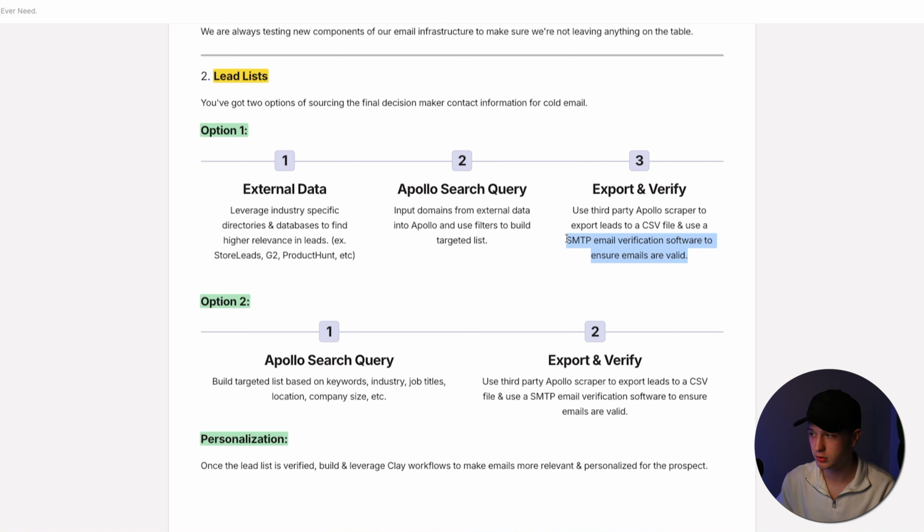That's a big no-no. So basically with an SMTP email verification tool, you're able to only send to the good emails and not send to the bad emails, right? So it's very simple. It's not expensive. It doesn't take a long time. Just use it. I'll link Million Verifier in the description.